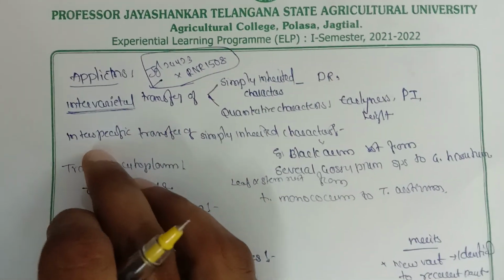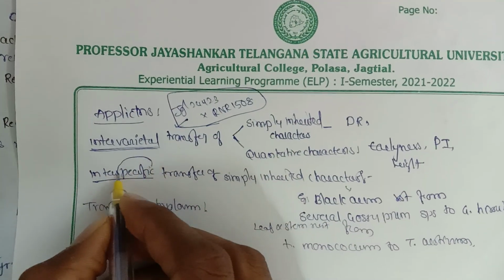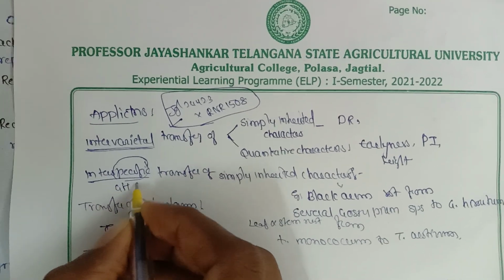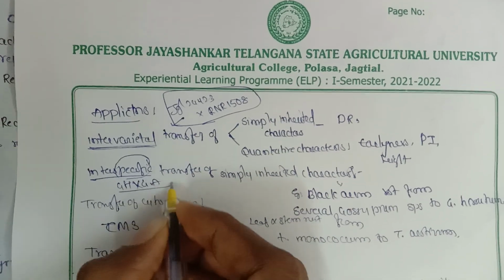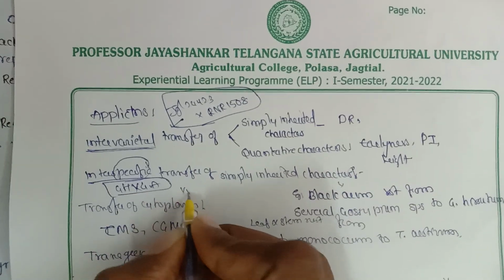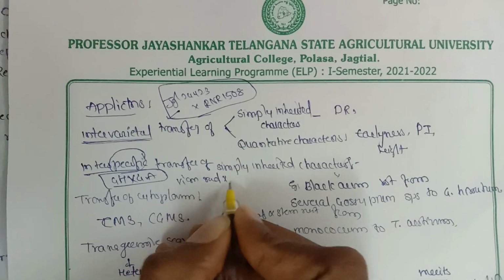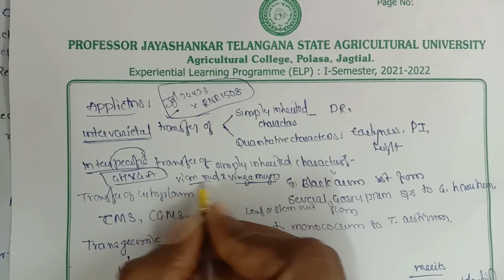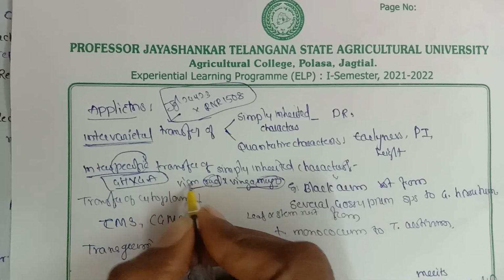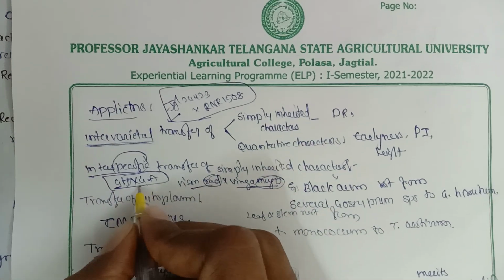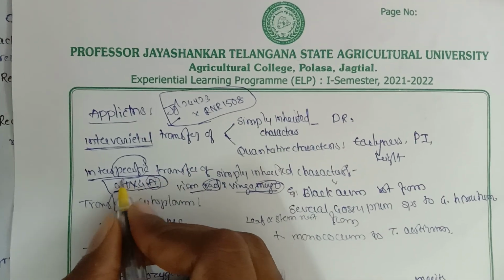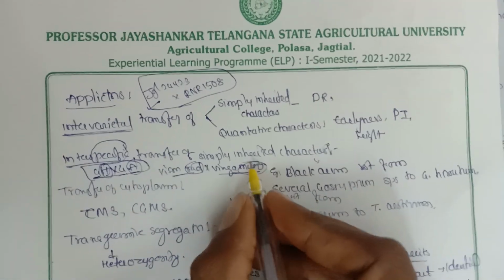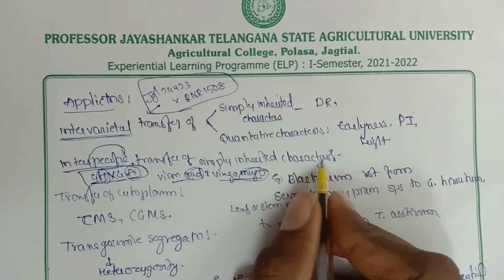Next one, interspecific. Interspecific means the species are different. For example, Gossypium hirsutum and Gossypium arboreum is interspecific, or Vigna radiata and Vigna mungo, which are green gram and black gram. The species are different but the genus is the same. Gossypium hirsutum and Gossypium arboreum: these species are different but the genus is the same. Interspecific crosses are used for the transfer of simply inherited characters.